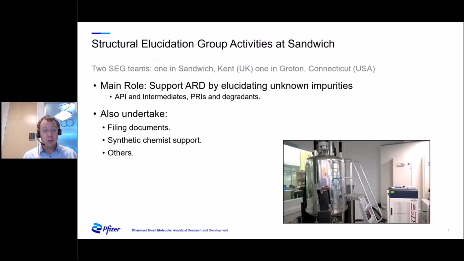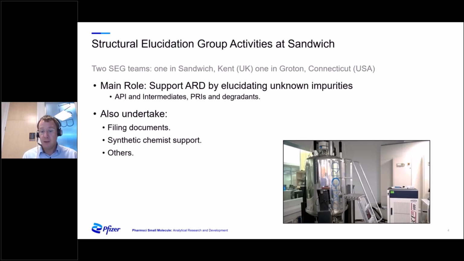The Structural Elucidation Group, of which I'm lucky enough to be a member, has two groups, one here in Sandwich and one in Groton in Connecticut. Our main role is to support the ARD department by elucidating unknown impurities. This will typically take the form of an analyst coming down to us, waving a chromatogram at us, which will have a great big peak for the API, which we tend to refer to as main band, and a tiny little impurity peak, and they'll point at the impurity peak and say, what's that?